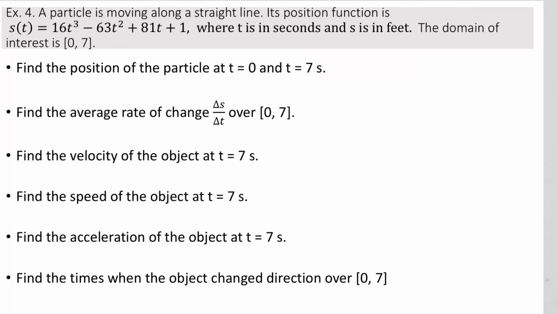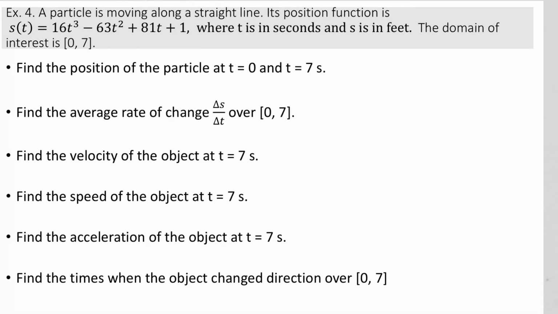All right, so let's go ahead and do our work on a clean page. In a problem like this, if I read through the questions, I'm going to need to know my velocity function and my acceleration function. These are the questions: find the position of the particle, find the average rate of change, find the velocity of the particle, find the speed, find the acceleration. So first I know I'm going to need to differentiate position and then velocity, so I'm going to do that first.